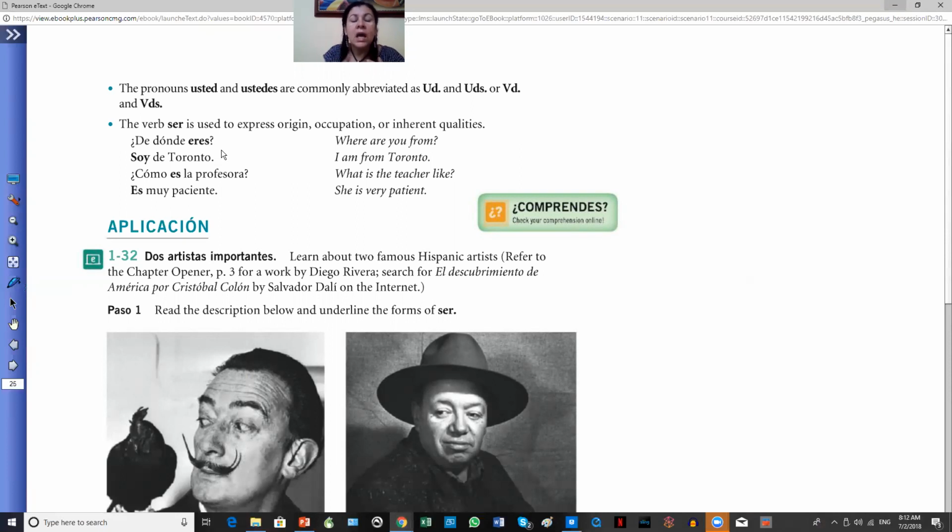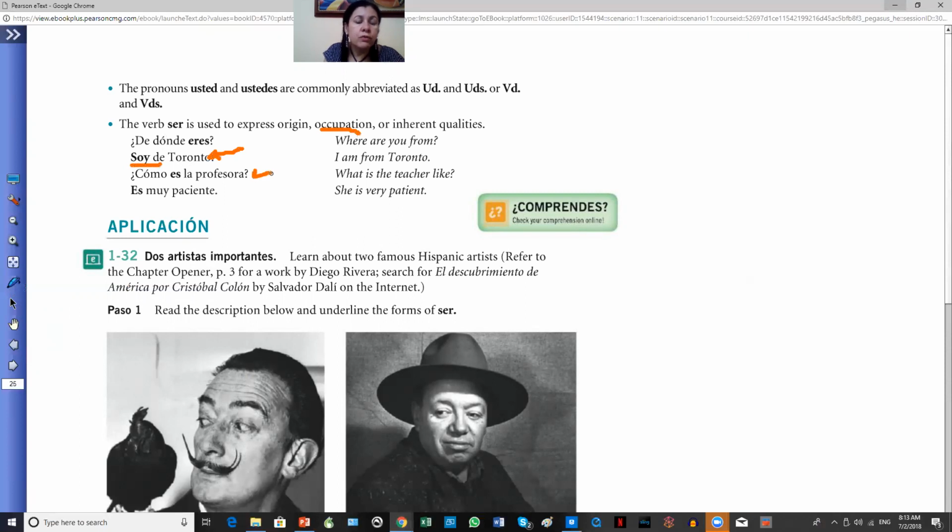Origin, I'm using son, I'm using es, eres, because origin is expressed with the verb ser. See? Notice that we included the preposition de. That happened because the place is right there. So when we have ser plus de to indicate origin, the name of the place is gonna be there. Okay?